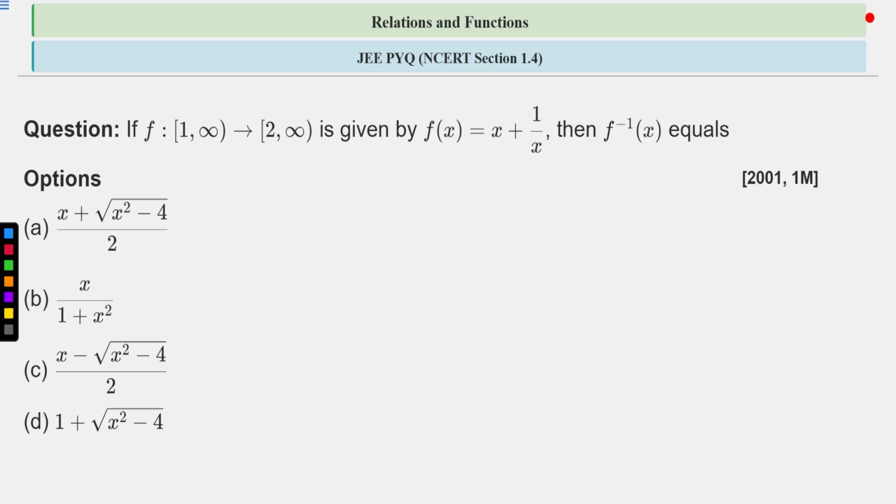So in this question, we just basically have to find the inverse of the function f(x). What can we do? We will take y equal to x plus 1 by x, replace x with y and y with x, and solve for y with respect to x. After that we will find two functions and see which function is defined in the domain 1 to infinity to 2 to infinity. In this way you can try to approach this question.